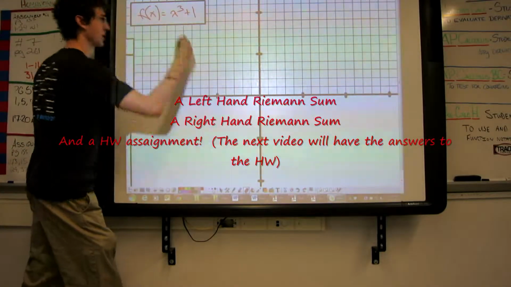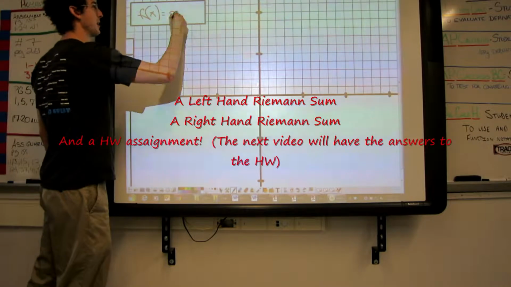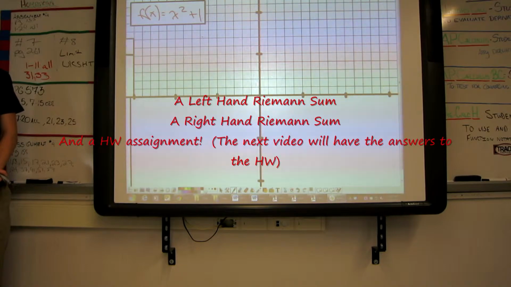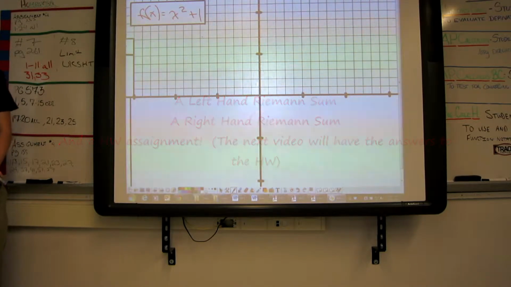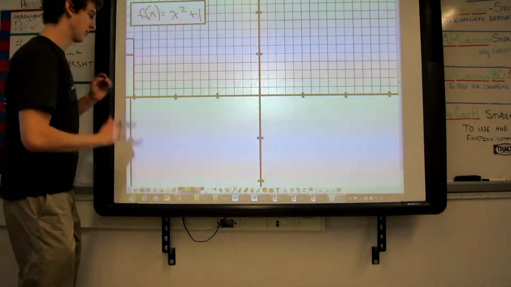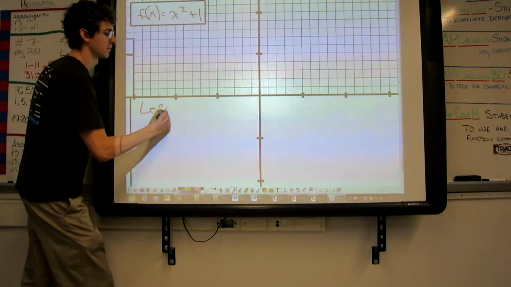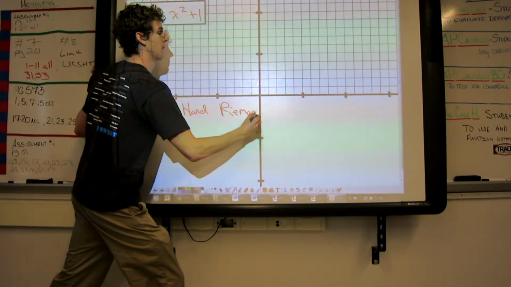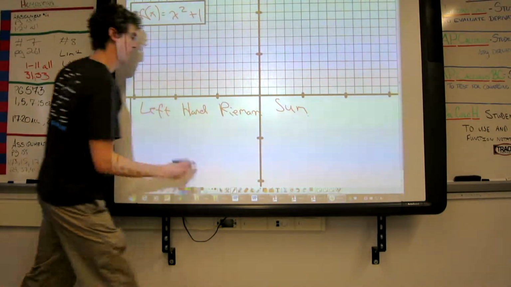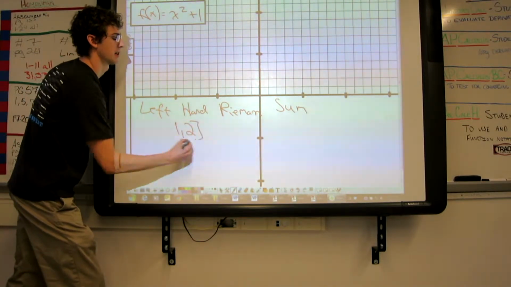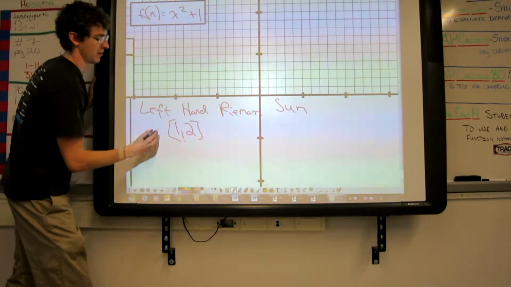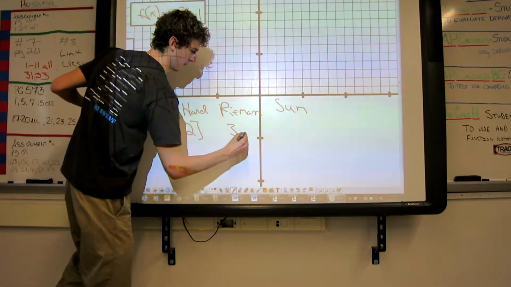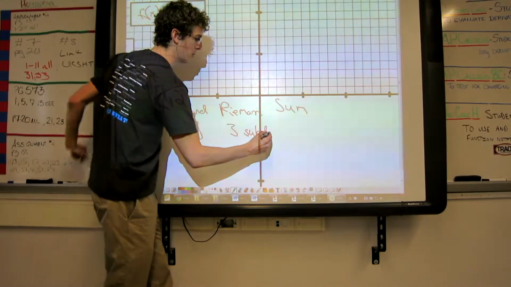We're going to do x squared plus 1, I'm sorry. X squared plus 1. I'd like you to approximate the area under the curve using a left-hand Riemann sum from 1 to 2 with 3 subdivisions. So, left-hand Riemann sum, from 1 to 2. That's our interval, using 3 subdivisions.